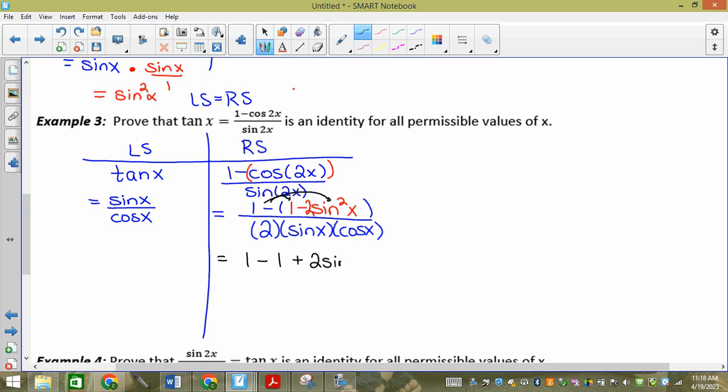Now remember, if you're so close to having your images match and there's a sign issue, go back and be like, did I forget to distribute something through? Because if you forget to distribute that minus sign through, you're going to still have a negative 2 sine squared, and then you're going to get a negative sine x over cos x, and you're like, it's so close. Go back a step. You might have missed a distribution. Okay?